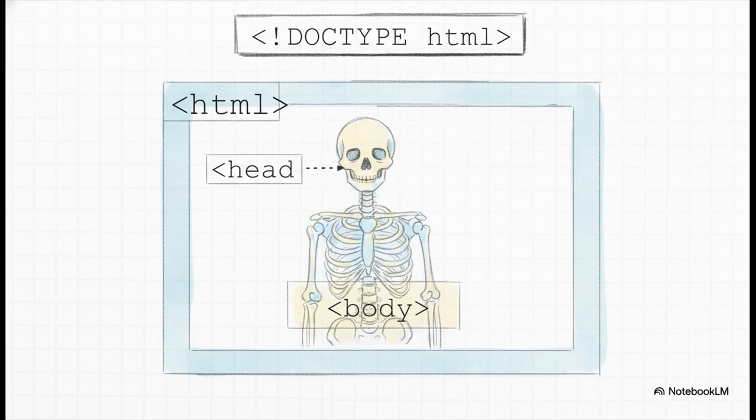That very first line, doctype HTML, is so important. It's basically a declaration that tells the browser, hey, just so you know, we're using the latest and greatest version, HTML5. Then, everything else gets wrapped inside those HTML tags, which act like the main container for the entire page.